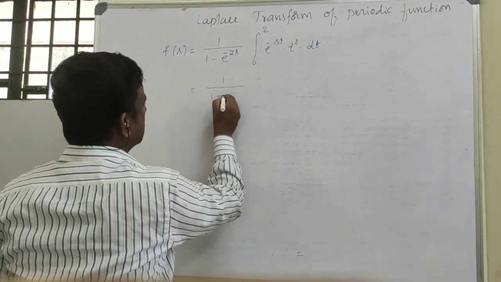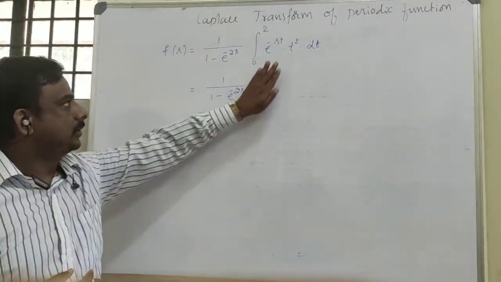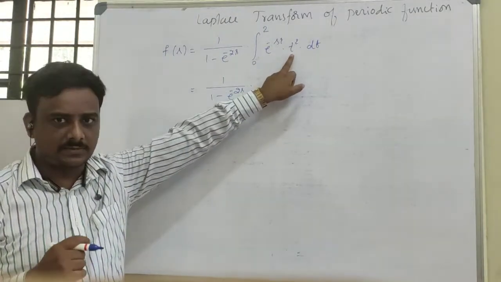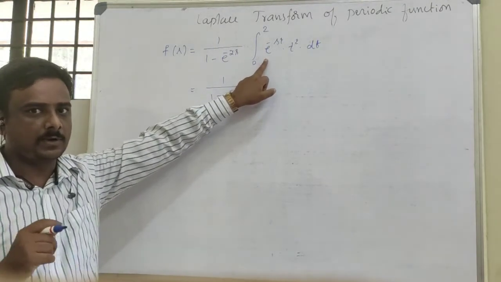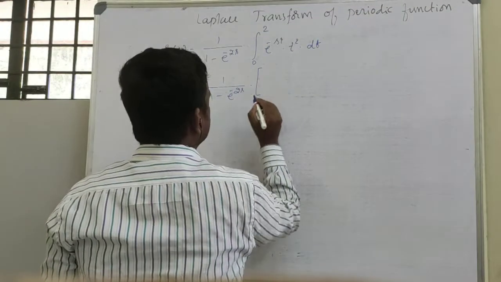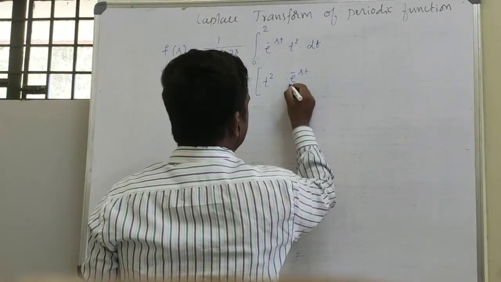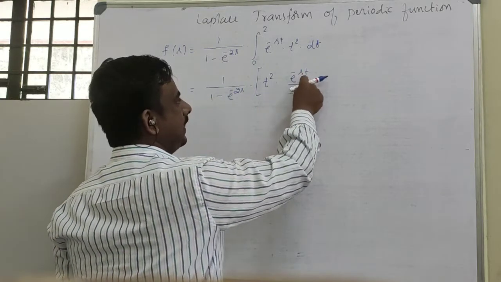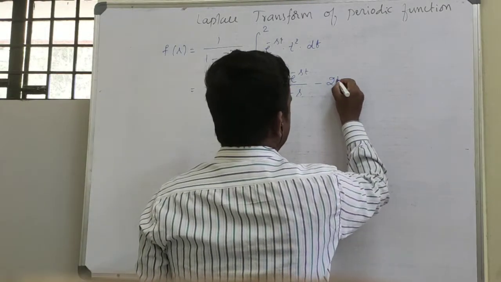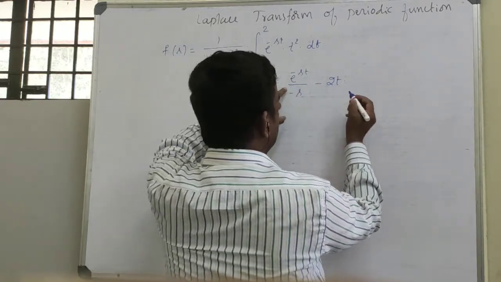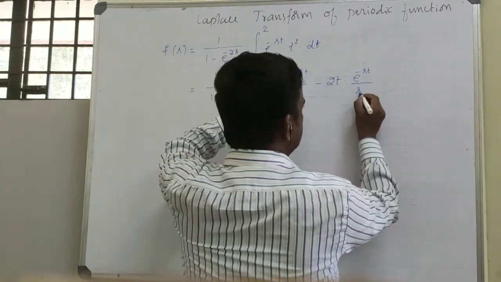So 1 divided by 1 minus e power minus 2s into integral 0 to 2 e power minus st t square dt. To evaluate this, I should treat t square as first function, e power minus st as the second function, then apply integration by parts or Bernoulli's rule of integration. So applying Bernoulli's rule, I will get first function t square into integral of e power minus st, e power minus st divided by minus s, minus derivative of t square, 2t, into integral of e power minus st divided by minus s, e power minus st divided by minus s into minus s, you get s square.